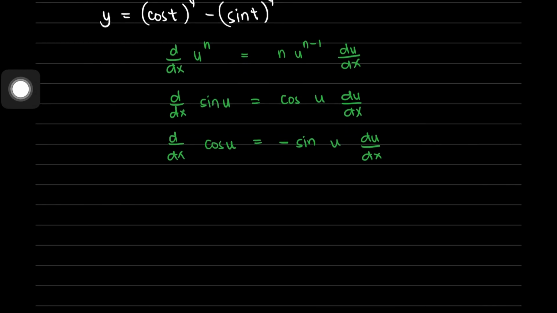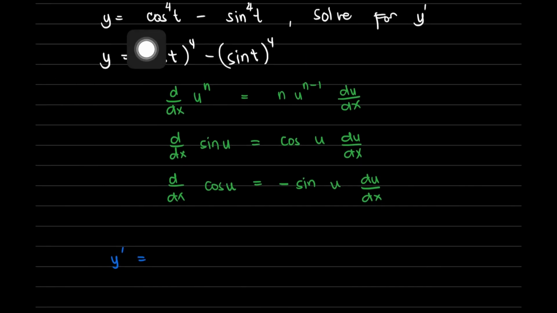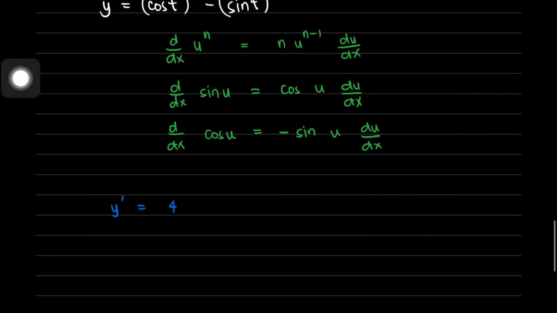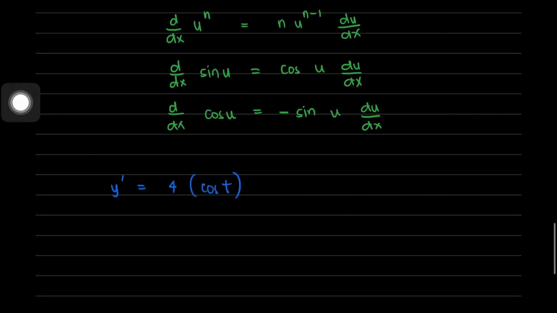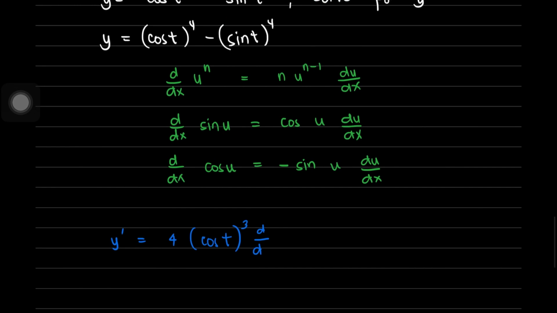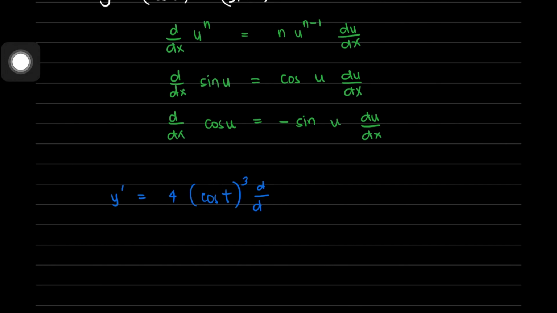So y prime is now equal to, right, so since this is u raised to n, the derivative with respect to x of u raised to n is n u raised to n minus 1 du over dx, so that would now be 4 multiplied by cosine of t raised to 4 minus 1, alright, so that's 4 minus 1, which is equal to 3. Multiplied by the derivative with respect to t, since our independent variable here would be t, so that would now be the derivative with respect to t of cosine of t.